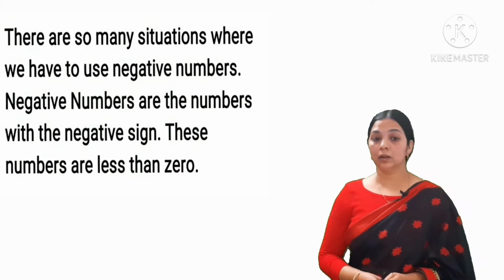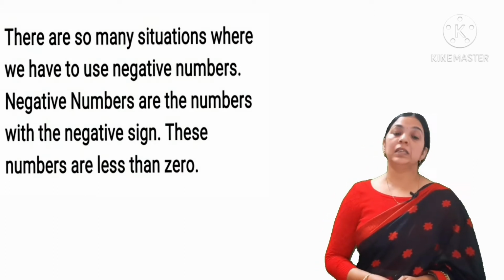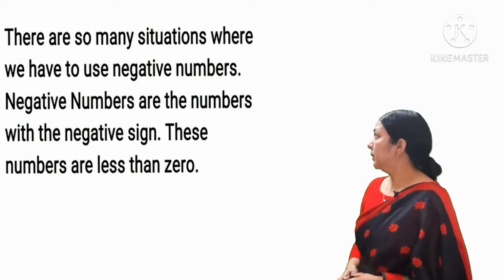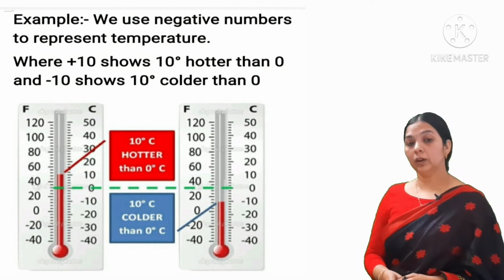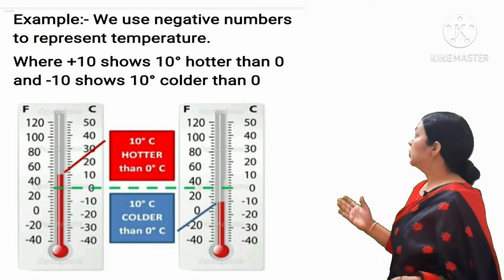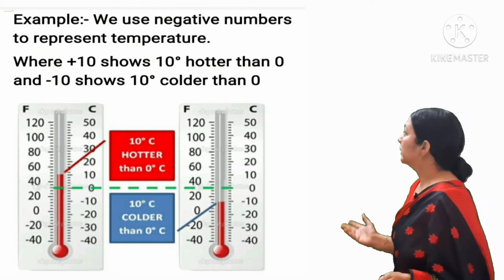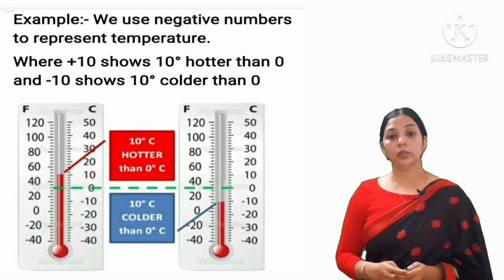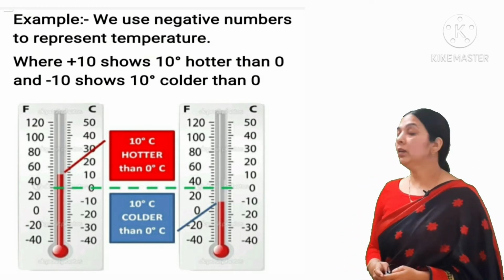There are so many situations where we have to use negative numbers. Negative numbers are the numbers with a negative sign. These numbers are less than 0. For example, we use negative numbers to represent temperature, where plus 10 shows 10 degrees hotter than 0 and minus 10 shows 10 degrees colder than 0.